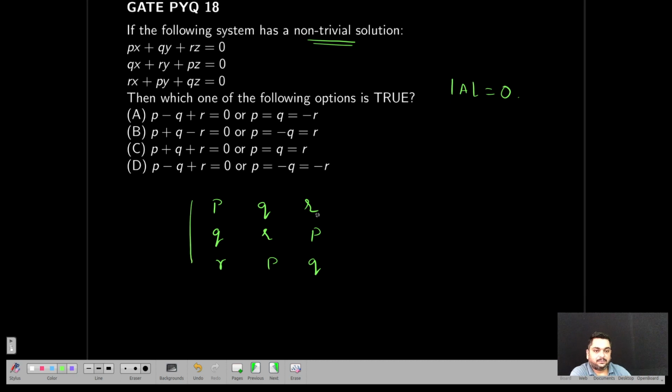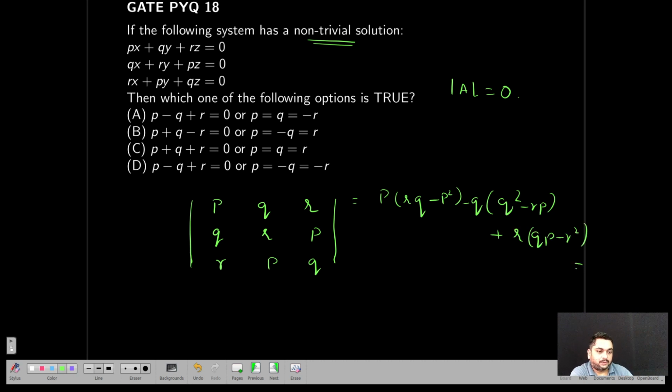Find the determinant and then check which all should hold. That is P into (RQ minus P square) minus Q into (Q square minus RP) plus R into (QP minus R square). This should be equal to 0. How will you get this 0? To make this 0, all should be made 0, right? Because it's plus and minus. All should be 0. Now, to make them 0, this equation has to become 0.